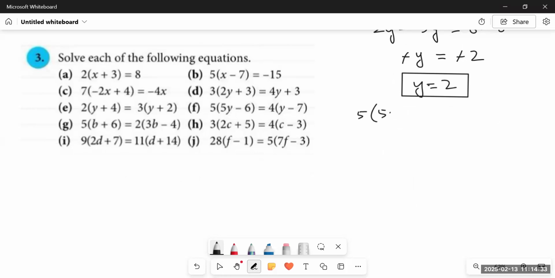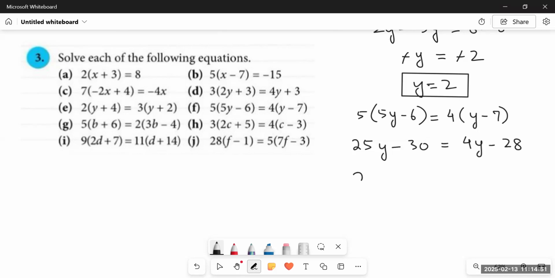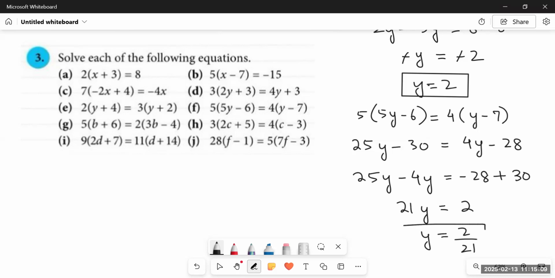5 bracket 5y minus 6 is equals to 4 bracket y minus 7. Now these questions are basically for practice purpose. So they have given you different types of questions so that the more you practice, the more you learn. Okay, so it would be 25y minus 4y is equals to minus 28 plus 30. 25 minus 4 is equals to 21y is equals to 2. So the final answer would be y is equals to 2 upon 21.